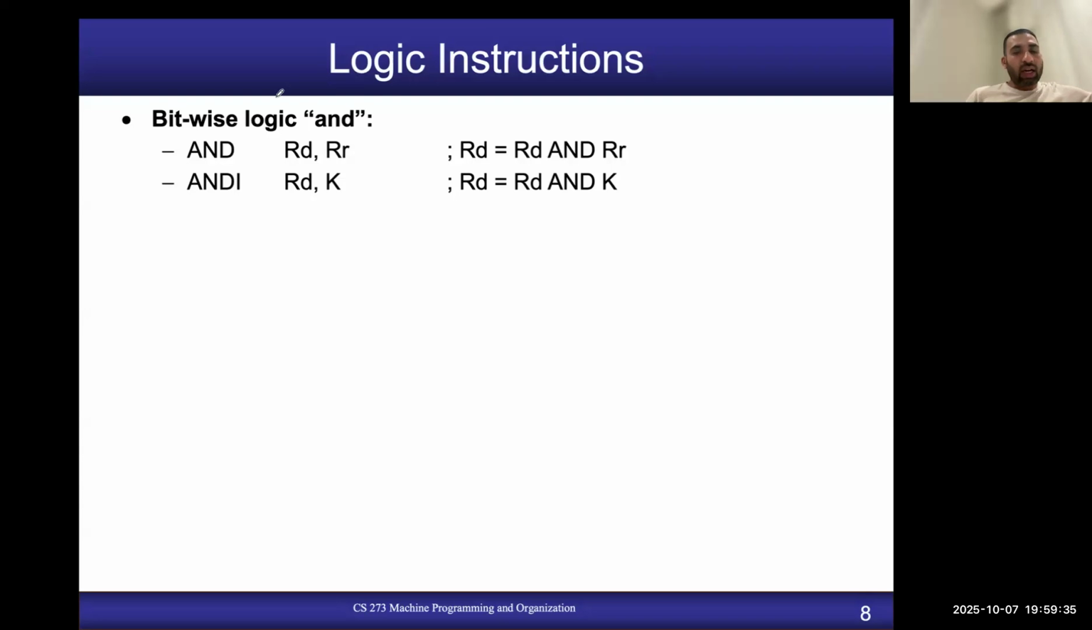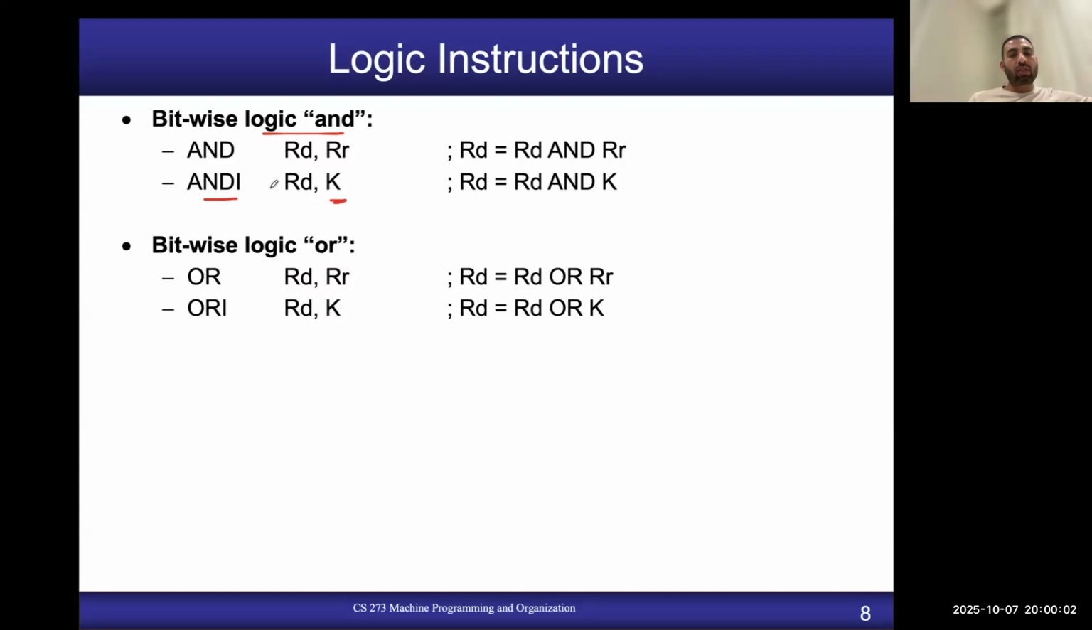So we have a bitwise logic AND operation. What it does is that, just like, for example, add, if you specify 2 registers, their operands will be added. Similarly, in AND, when you specify 2 registers, their values are ANDed together, right? And there is also another variant which allows you to specify the second operand as an immediate number instead of a register, right?